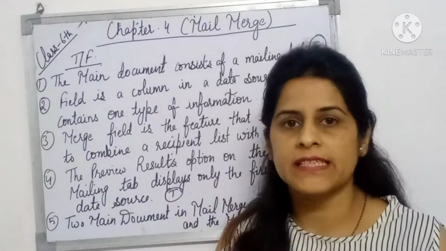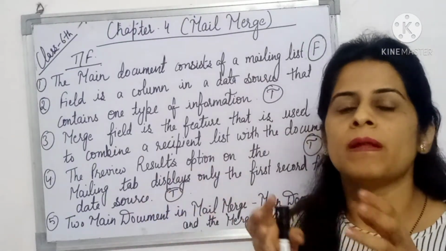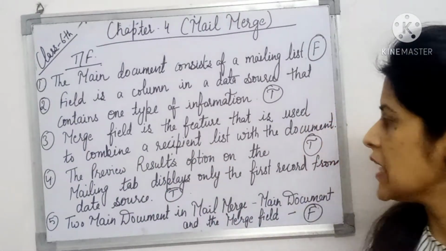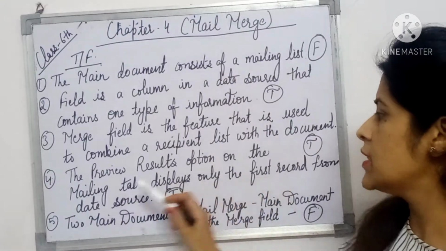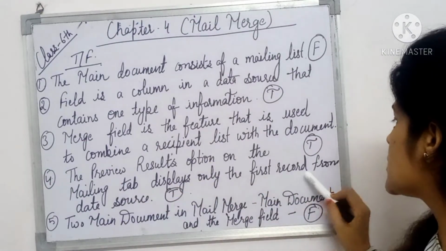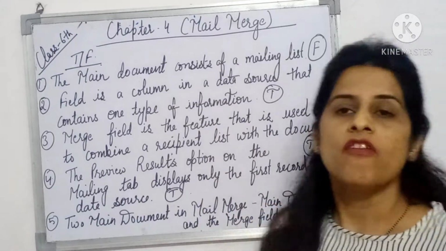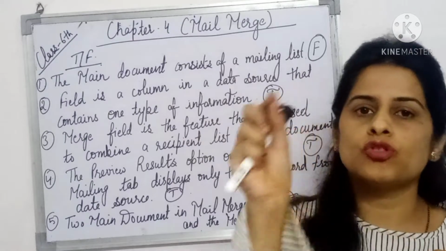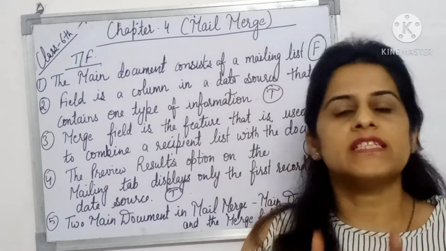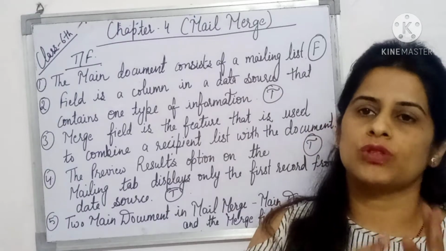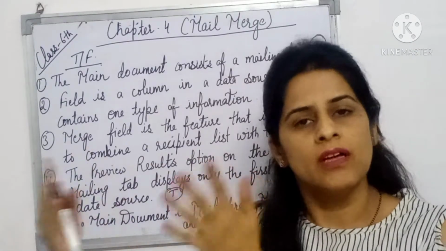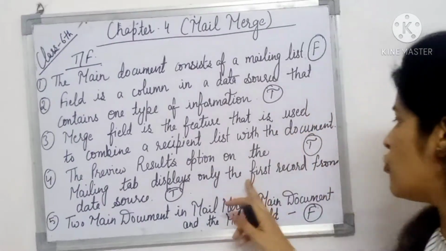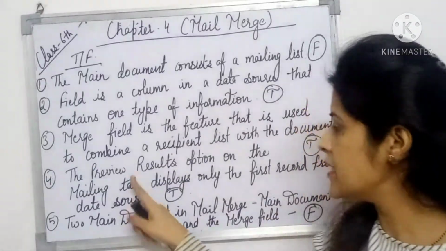Yes, with the merge field we can combine our matter with a list. It means that is true. And the fourth one is the preview result option on the mailing tab displays only the first record from the data source. Whenever you click on the preview result button, then on the main document, for the fields you have merged, firstly it will show the first record. Then you can move to the second, third, fourth, like this. Firstly, it displays the first record from the data source. It means that is true.